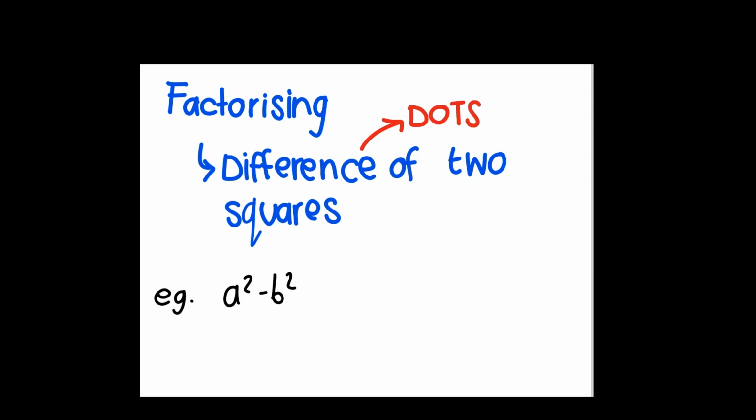So remember, when we factorise, they're just going to say factorise this. They're not going to tell you how to factorise it. So you need to keep these methods in mind. We can take out a common factor. We can do grouping. And then the other thing we can do is also DOTS, the difference of two squares.